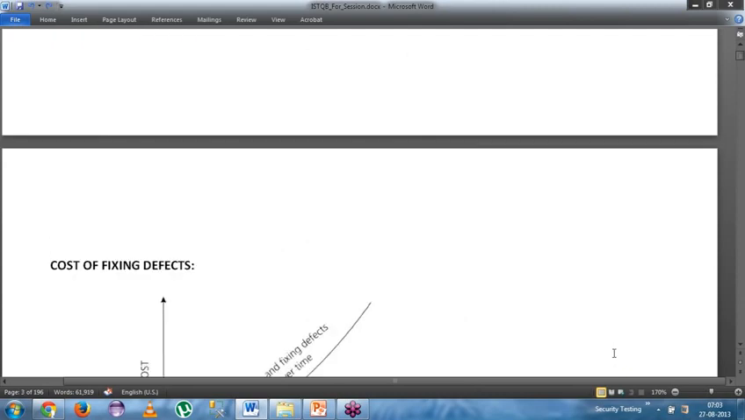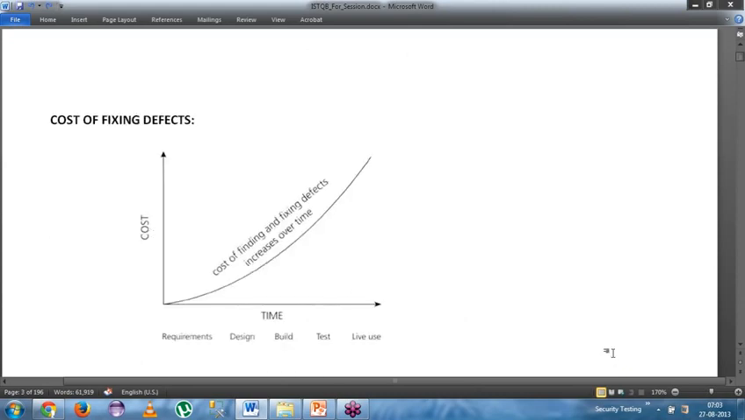So the next thing is the effect of these defects. What is the effect? The effect is how much more money you need to shell out to fix your problems. You can see in this graph, it is exponentially increasing. Your cost of fixing the defects increases over time. For example, if it is during the testing process, how much effort you need to put in. If it is during the build process, how much. If it's during the design process, how much it costs. Or if it's during the requirement itself, how much it costs.